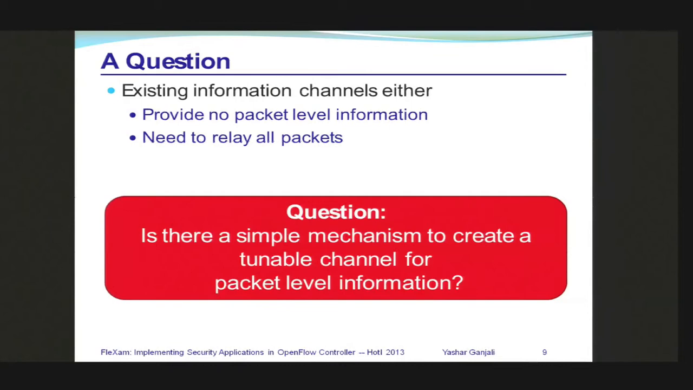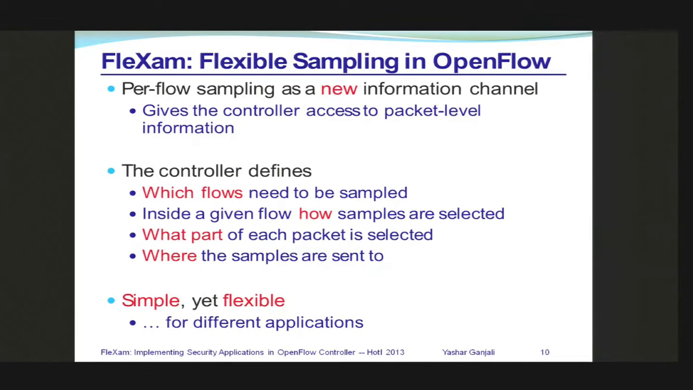So our proposal to solve this problem is what we call FleXam. FleXam is a flexible sampling extension proposed for OpenFlow. It's per-flow sampling and provides a new information channel between data path elements and the controller.